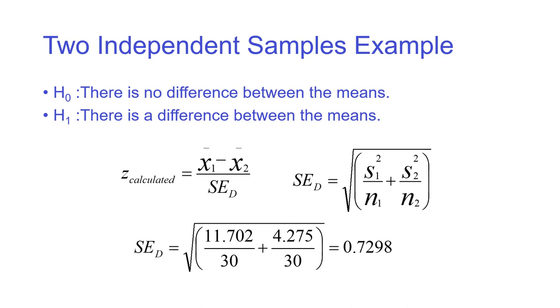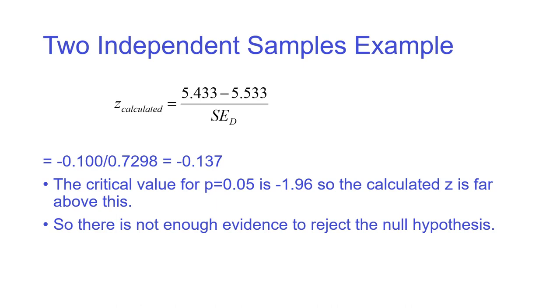This turns out to be 0.7298. So I can put this into the Z calculated formula, and I got 5.433 minus 5.533 divided by that standard error of the difference, which equals minus 0.1 divided by 0.7298, which equals minus 0.137. That is nowhere near the minus 1.96 that you need for the critical value for a p-value of 0.05. So therefore I cannot reject the null hypothesis, and there's not enough evidence based on this sample.